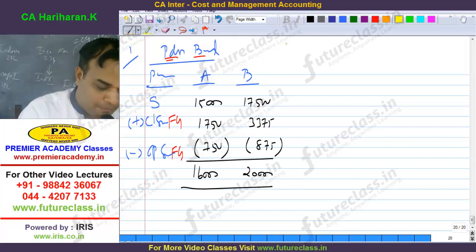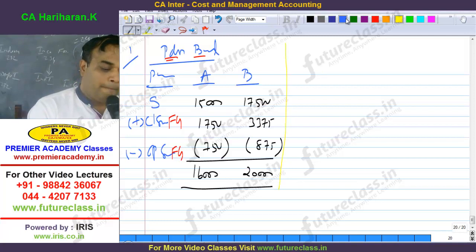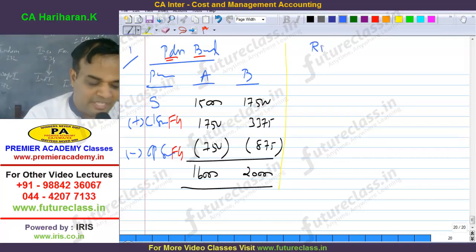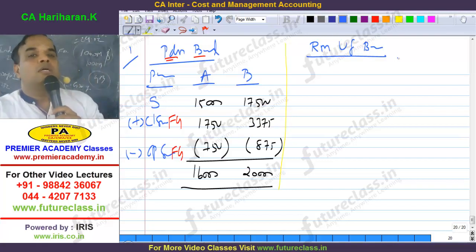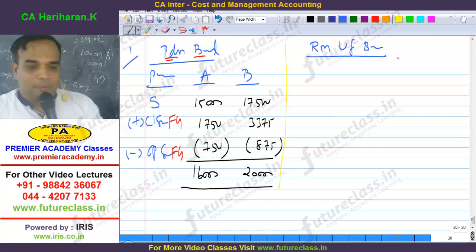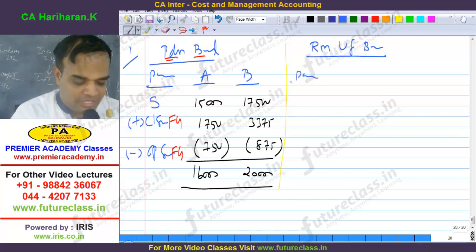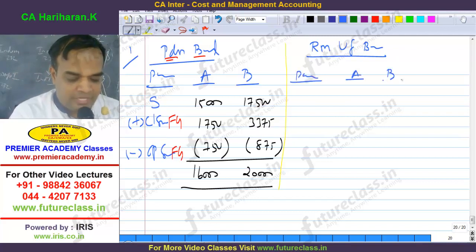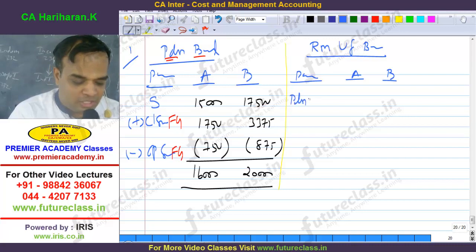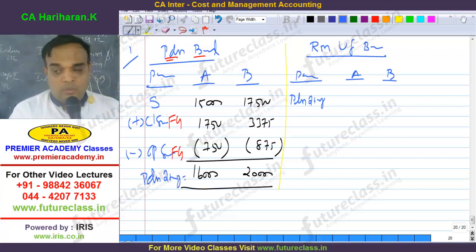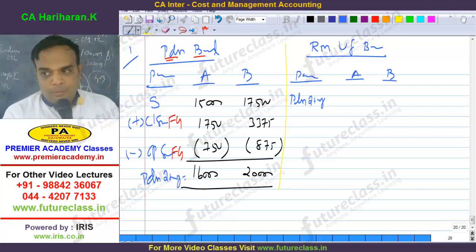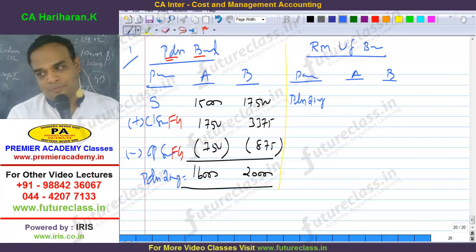Now, next one. What is the next requirement? Material usage. Raw material means the raw material usage budget. We are going to use the raw material for the purpose of what? Production is the starting point. Clear? So, particulars A, B, production quantity is the starting point. Are you here or not? Production quantity. How much is the production quantity?